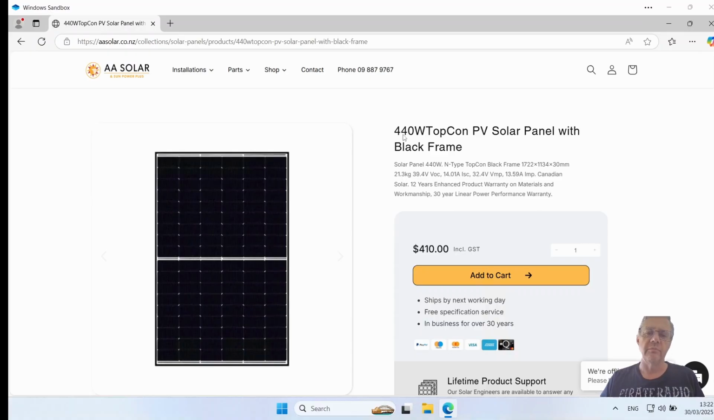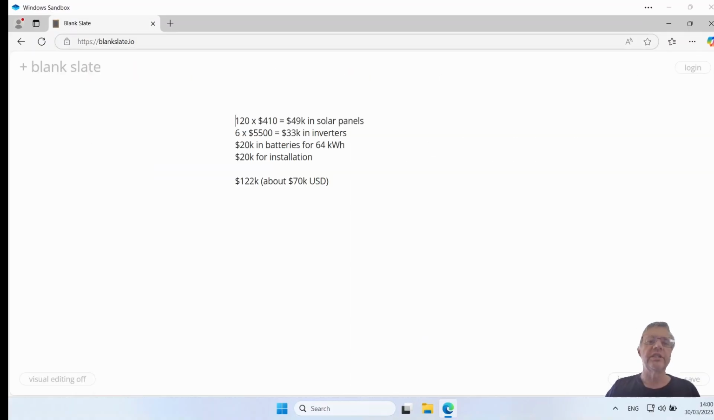400 watt odd solar panels tend to be the best value, as in dollars per watt, and they're around $410. So let's start pulling that all together. We're going to need 120 panels at about $410 each, so about $49,000 in solar panels. We're going to need 6 hybrid inverters at about $5,500, so around $33,000 in hybrid inverters. Now those batteries we looked at were about 16 kilowatt hours each, and remember we needed 63 kilowatt hours, so that means we need 4 of those batteries at $5,000 each, so about $20,000 in batteries.